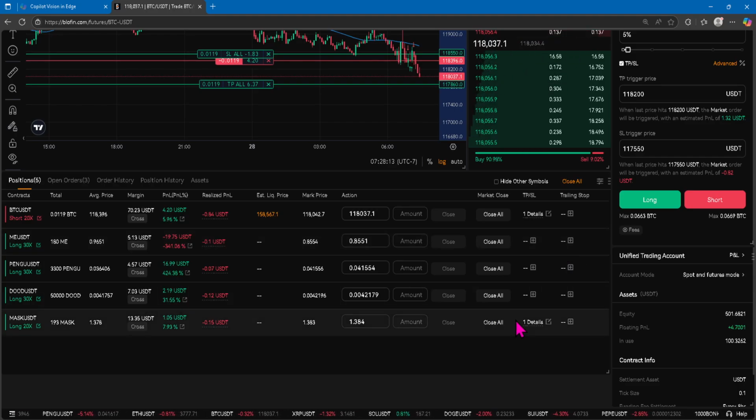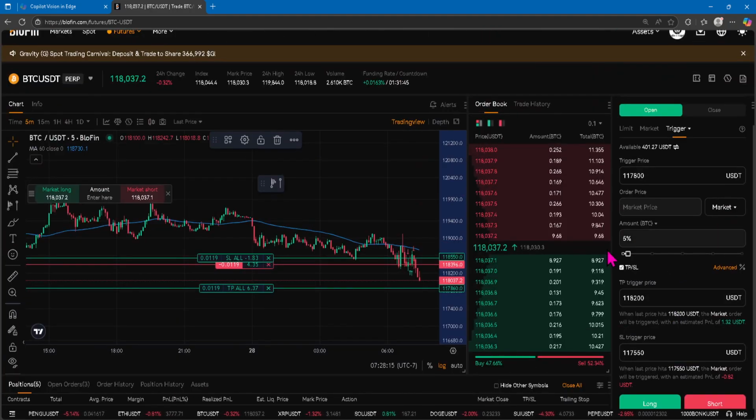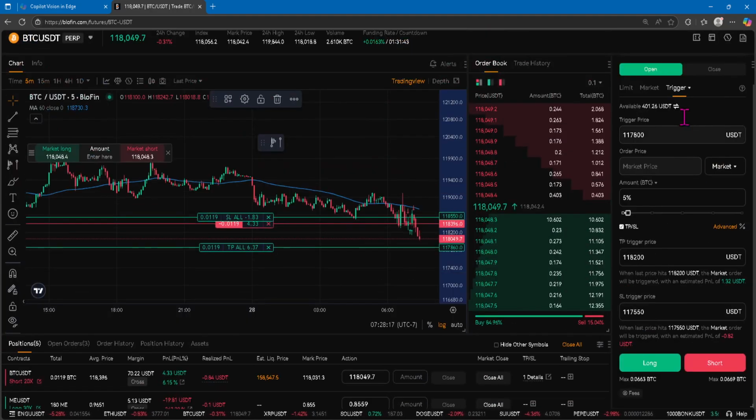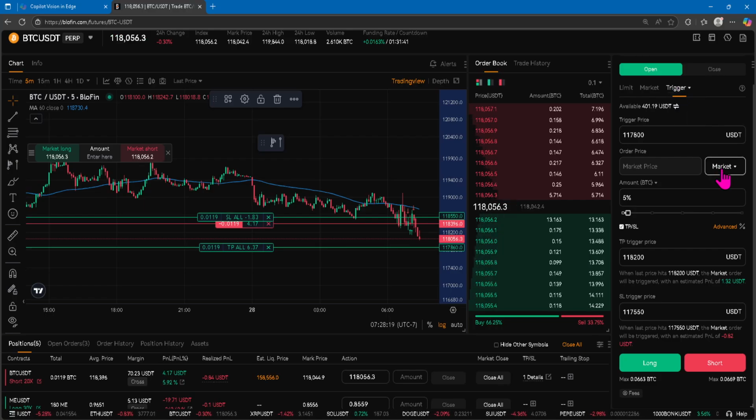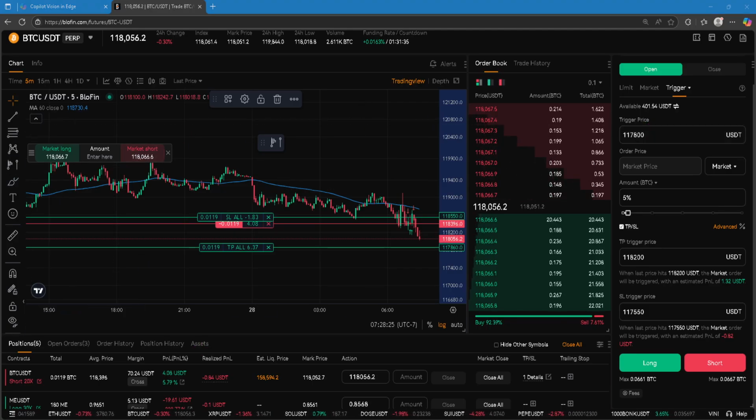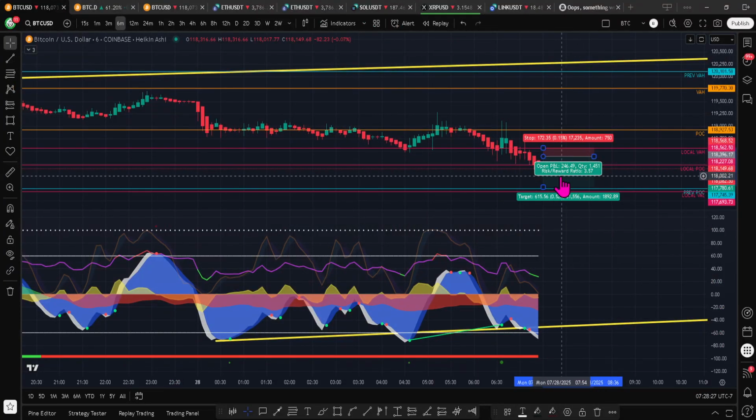If you just want a long, I showed you earlier. We set the trigger. We went over to trigger. We made sure it's on market. We set the trigger price. We went down to the next support level. Next support level is the same as for our short. It's our short take profit level as well.